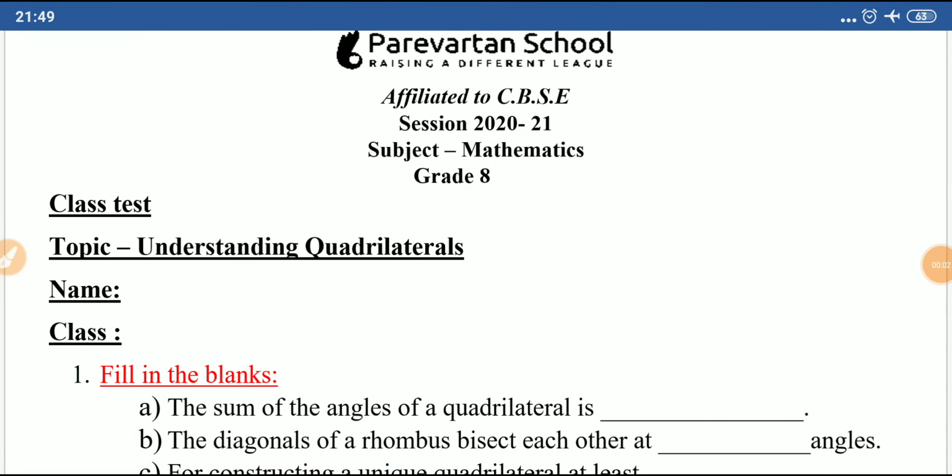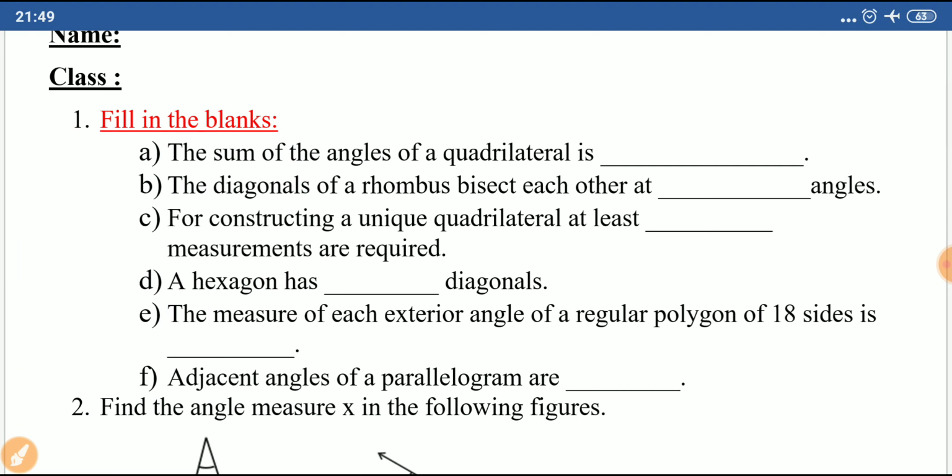So in this video we will discuss all the answers of our previous revision test of chapter Understanding Quadrilaterals. Okay, so let's start. First, fill in the blanks.